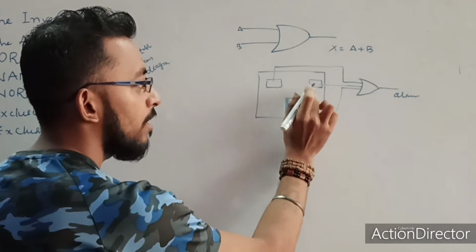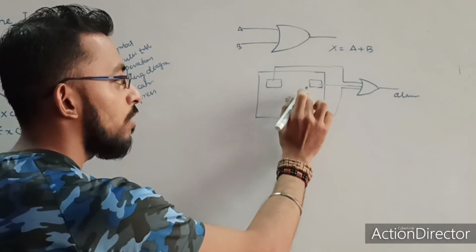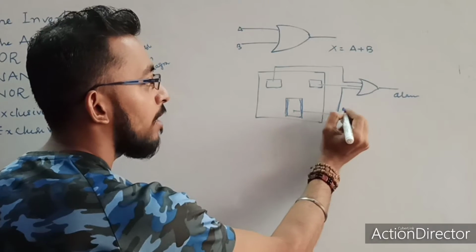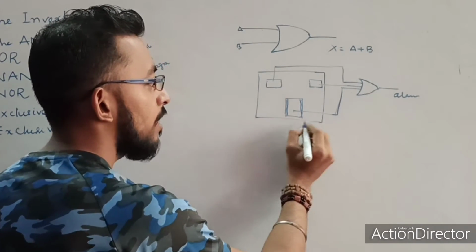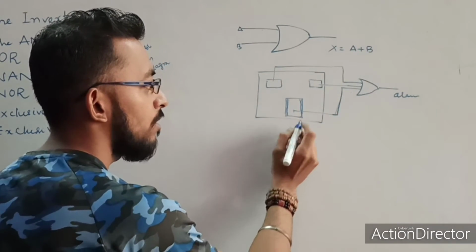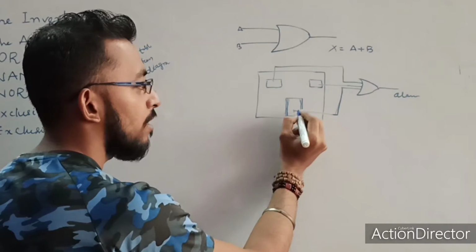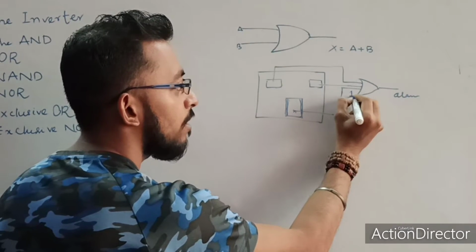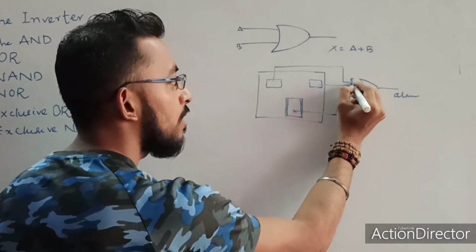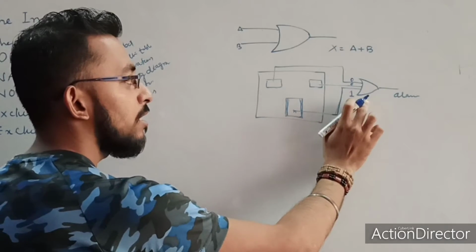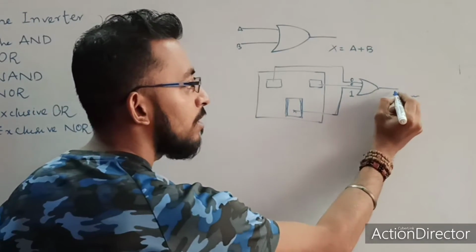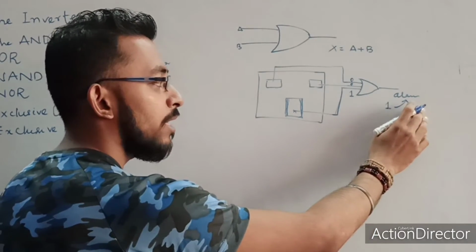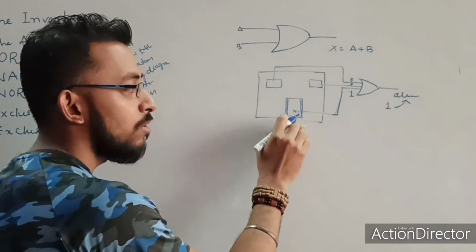If any of my windows or the main door is opened, then it will give me a high value. It means it will become 1. Suppose these 2 windows are closed and a thief came and opened this main door, then it will give me a value 1. And these other 2 are closed, so they are 0, 0. Since it is an OR gate, if any input is 1 the output will be 1. And when the output is 1, the alarm will glow. Then you will come to know that yes, someone entered through this room.